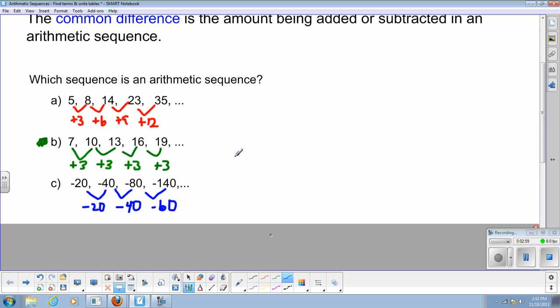I can be subtracting the same amount each time, and that would still be arithmetic. So for example, if I start with, let's say, 20, and then I say 18, and then 16, and then 14, and so on. This one's arithmetic. Why? Because the common difference is always minus 2. So here I'm always subtracting the same amount. So letter B and the sequence here in black, both of those are considered arithmetic because I'm adding the same amount or subtracting the same amount.